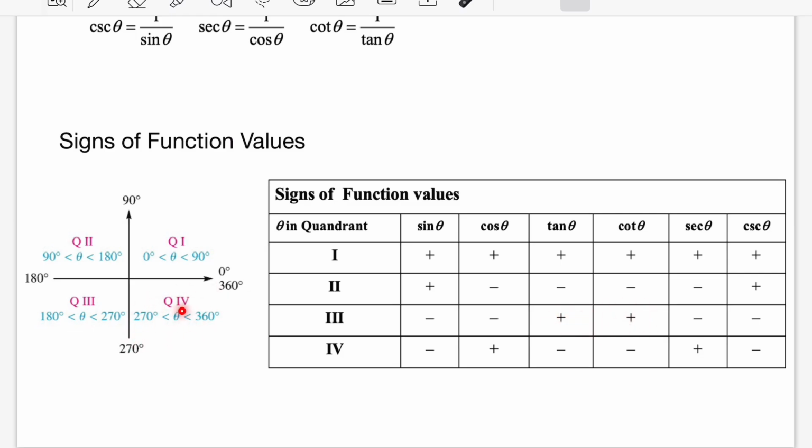And lastly, in quadrant 4 here, all of our x values are going to be positive and all of our y values are going to be negative. This will make sine, tangent, cotangent, and cosecant negative, whereas our cosine and secant values are all going to be positive because their x values are positive.